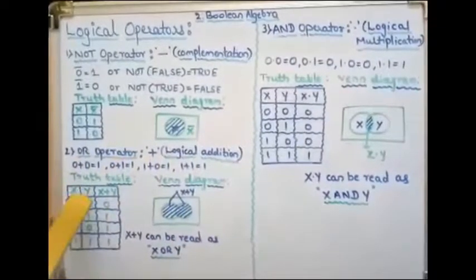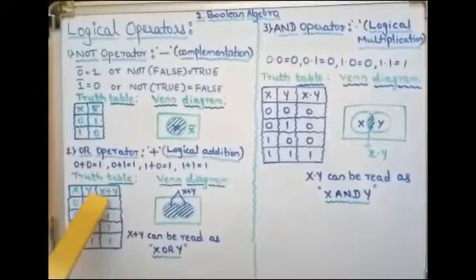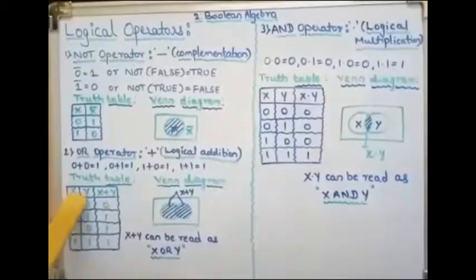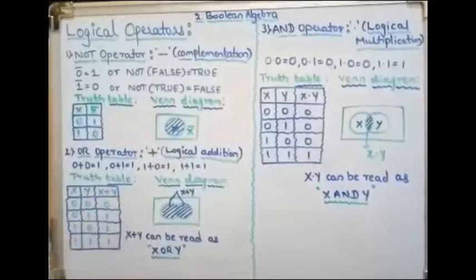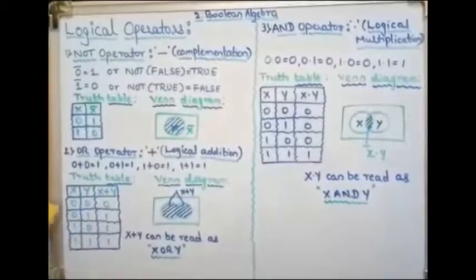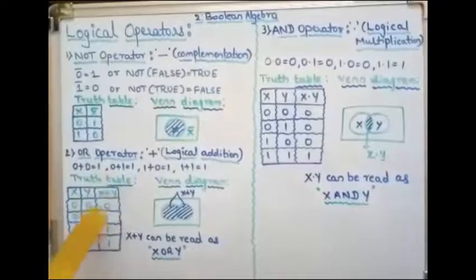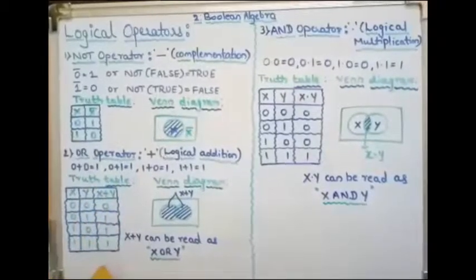Here x and y are the two operands which operate on only one operator, that is plus. X and y are the inputs, x plus y is the output. When we give the input signals as 0, 0, the output is 0. Otherwise the outputs are 1.